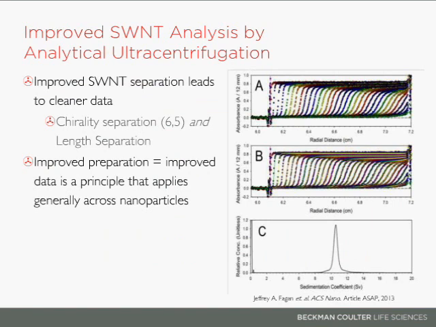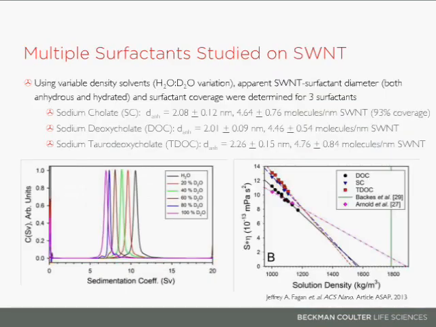From here, they looked at multiple surfactants on carbon nanotubes. So they took sodium deoxycholate as a starting point, which is just slightly different from sodium cholate and just one point different from sodium taurodeoxycholate, and looked at the anhydrous diameter for all three. They also looked at the surfactant coverage for all three on the carbon nanotube. So they saw that there was slight differentiation between these three surfactants, and they were able to determine the coverage percentage.